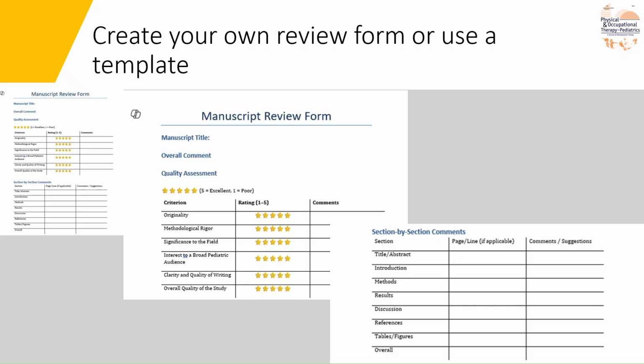I look at things like title and abstract, introduction or background, method, results, discussion, references, tables and figures, and then overall. Every time that I have a comment or a suggestion, I put the page and the line where this is, and I write my comment and also offer suggestions for improvement. This is how I used to function, and I've received great feedback from authors that this form is particularly helpful for them to then make really good revisions of their manuscript.